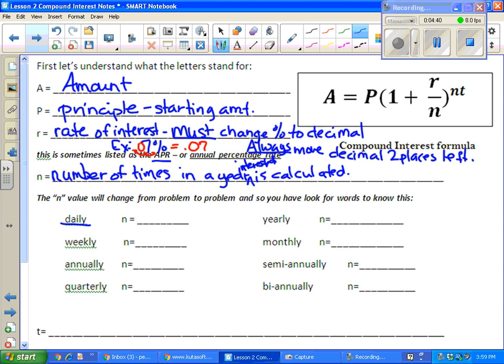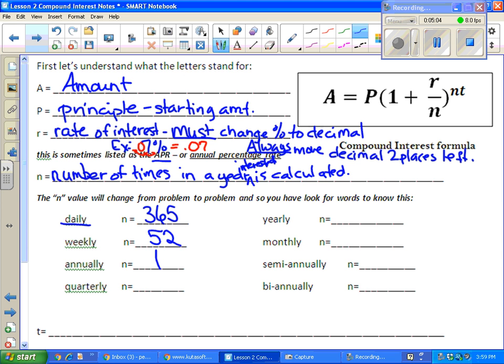All right. If you do daily, daily would mean they're going to calculate every day of the year. Every day of the year would amount to 365 days in a year. So I would use an N value of 365. If they calculated interest weekly, every week, at the end of the week, they would add my interest or calculate my interest. That would count to, in a year's time, 52 times.